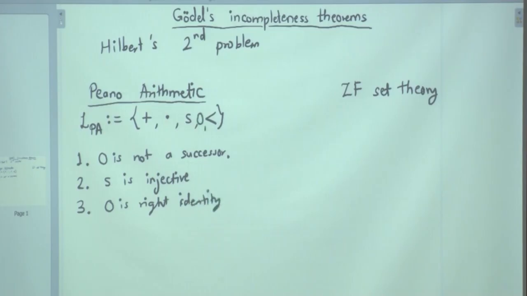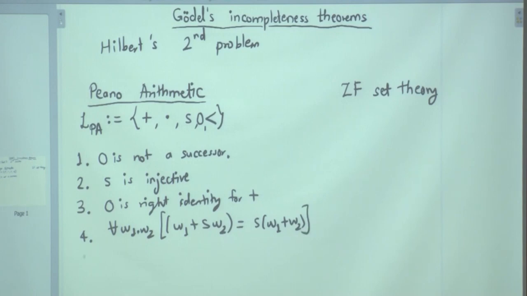Then 0 is the right identity. Oh, sorry, there should also be a constant 0, otherwise we cannot talk about it. 0 is the right identity for plus. For the fourth one, we express sum using the successor operator. We have done that in the class, if you remember. So I will write it down. For all W1, W2, what is W1 plus S of W2? This is equal to S of W1 plus W2.